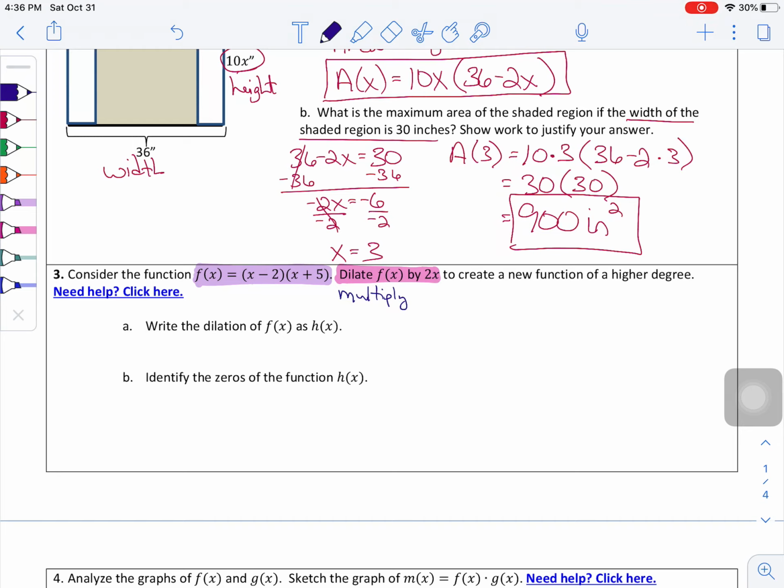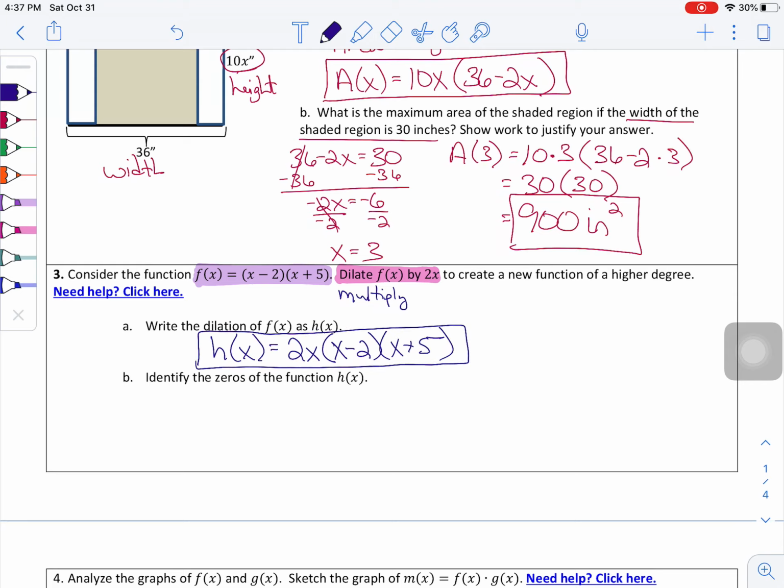Okay, now our new function that we're creating has a name, and in part A it tells us the name. We're going to write the dilation of f of x as h of x. Okay, so when we write this, we're going to say h of x is equal to, now I'm going to use my dilation factor here of 2x. So 2x times, now I'm just going to write out the parts of f of x. So x minus 2 and then x plus 5. Now in this problem, in no part in the directions does it say that it has to be written in standard form. So we're done. Okay, be lazy. You don't need to multiply this out.